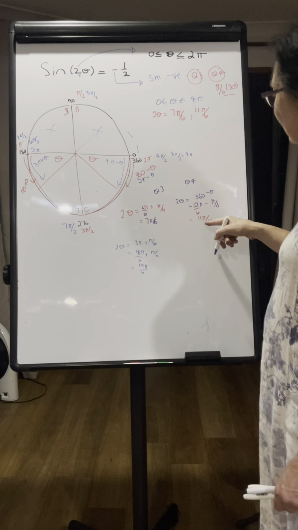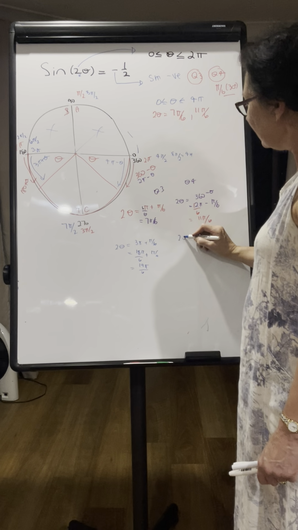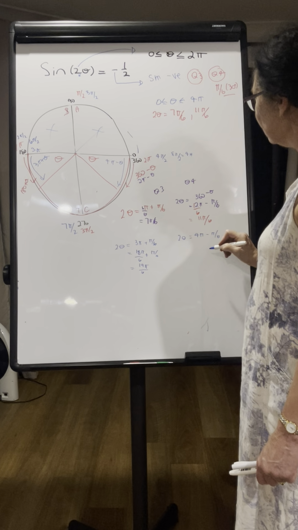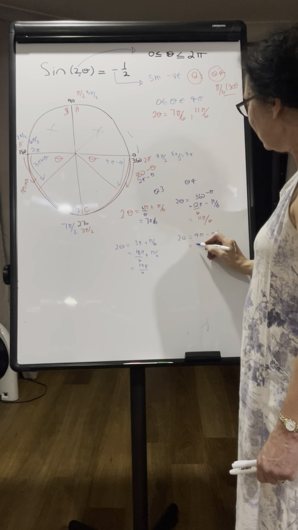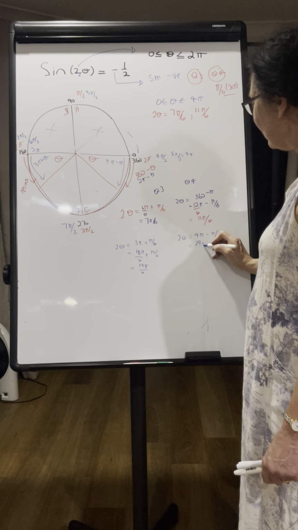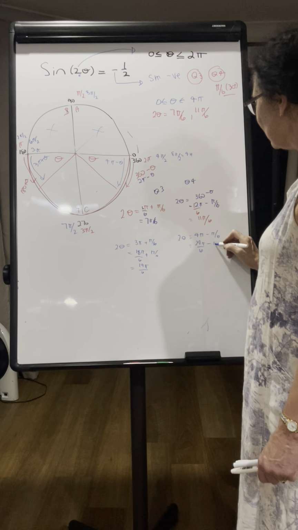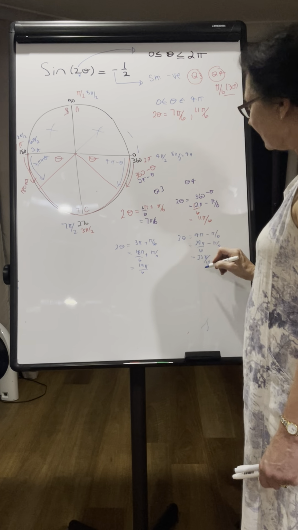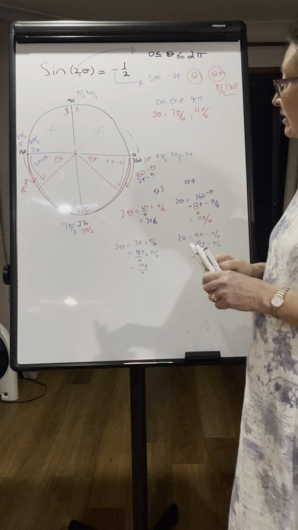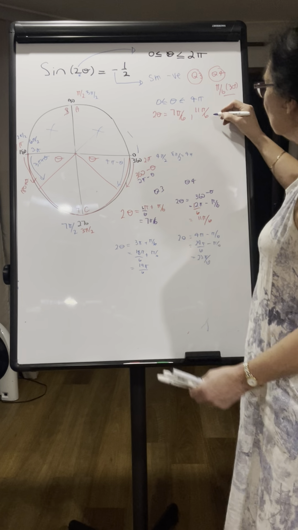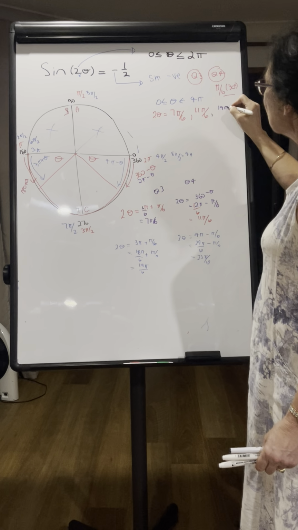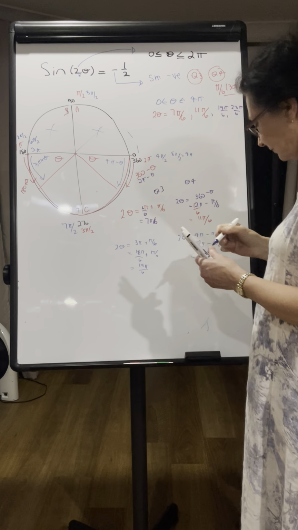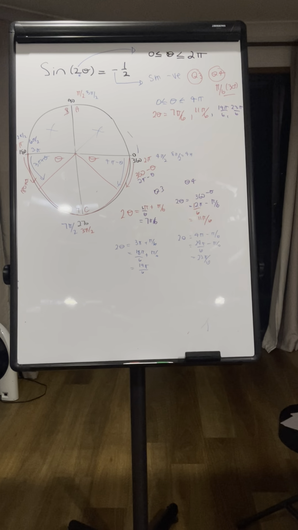This one will be 2 theta is equal to 4 pi minus pi over 6, which is 4 will be 24 pi over 6 minus pi over 6 is 23 pi over 6. So that's just 2 more solutions because I've gone twice around. So I've got 19 pi over 6 and 23 pi over 6. Let me just make sure I'm on the right track.